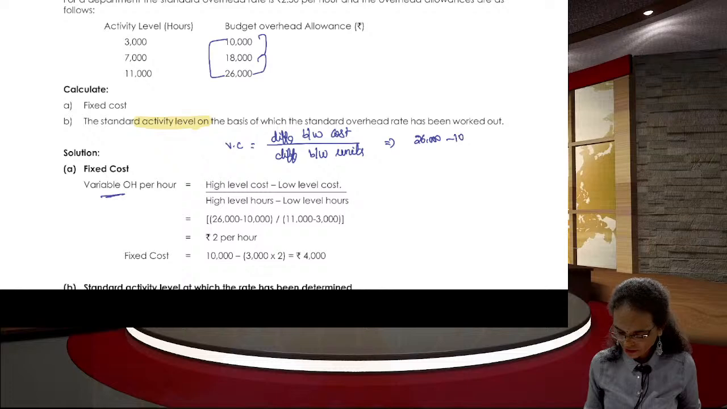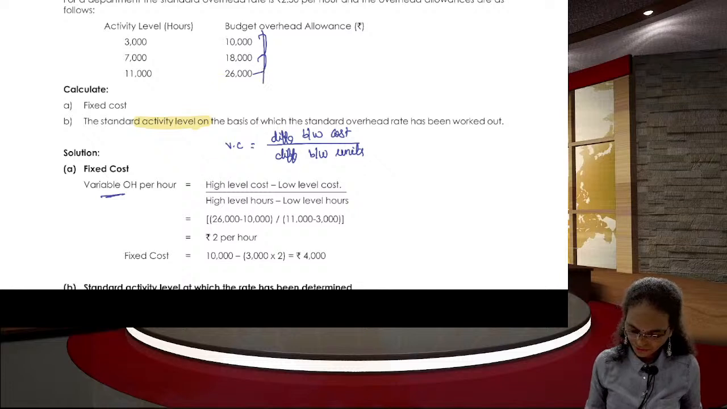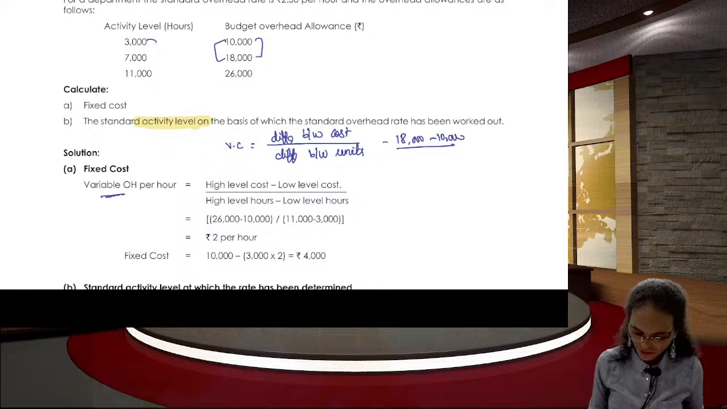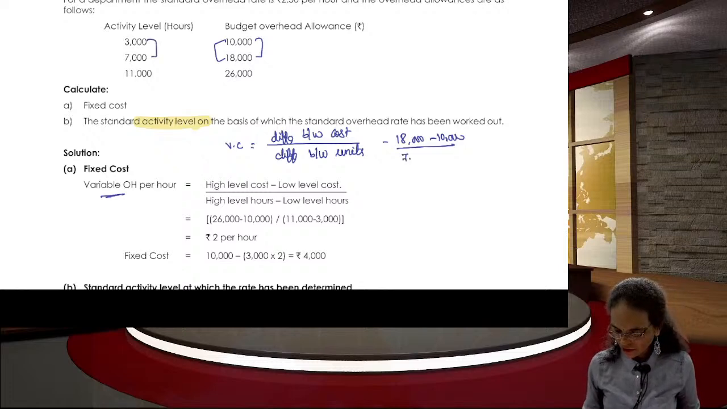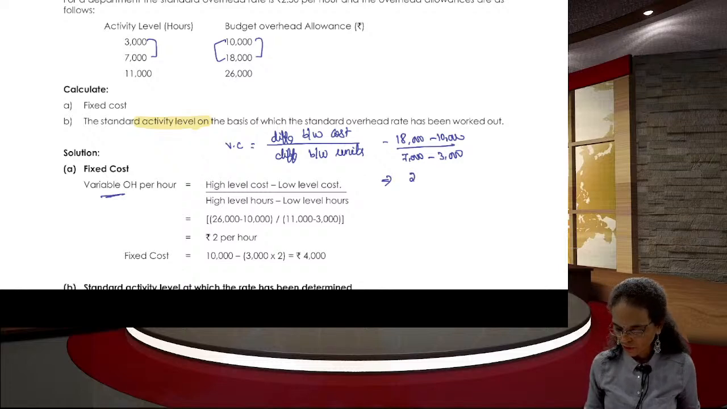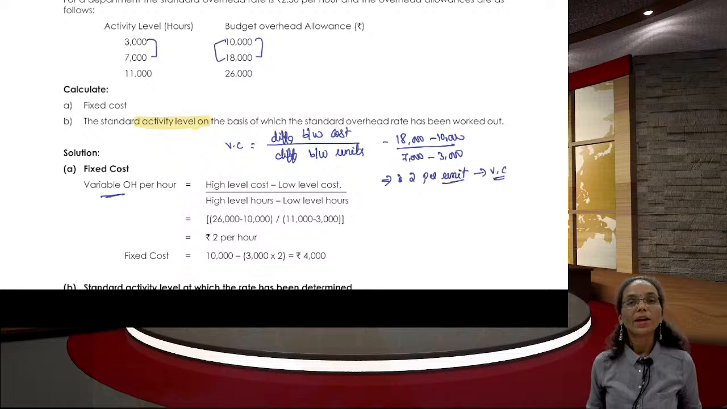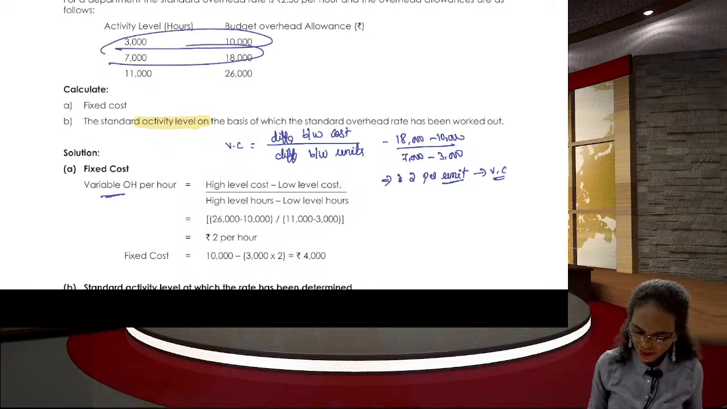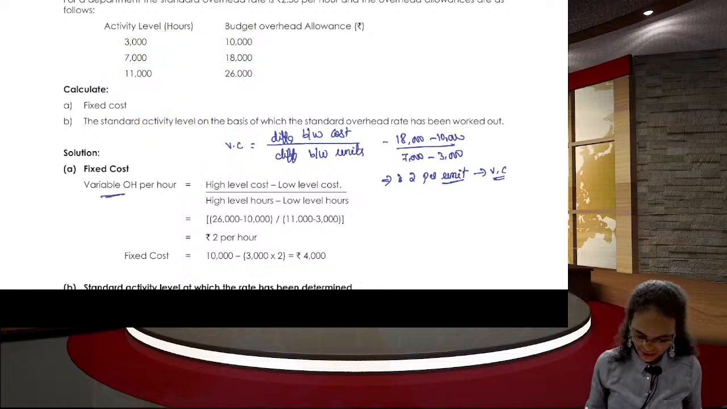26,000 minus 10,000, anyhow he has used the same one, right? I'll use something else, 18,000 minus 10,000. The difference between the costs divided by the difference between the levels, 7,000 units minus 3,000 units. That is 18,000 minus 10,000 divided by 4,000, which is 2 rupees per unit, the variable cost. Now substitute this 2 rupees per unit in any of the equations, not an issue. I'll take this one.